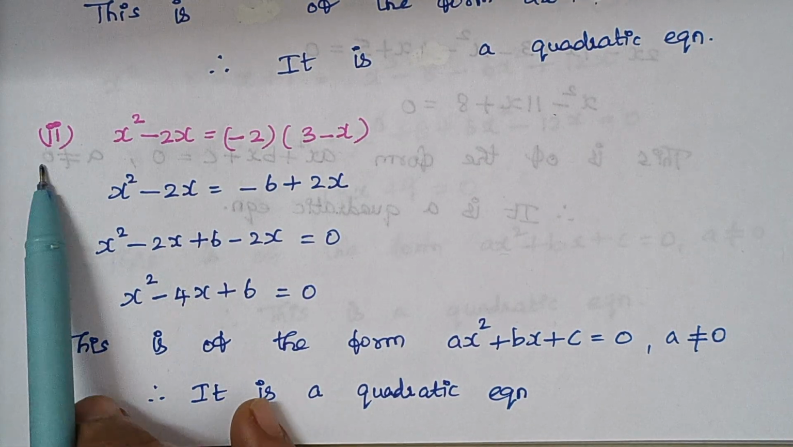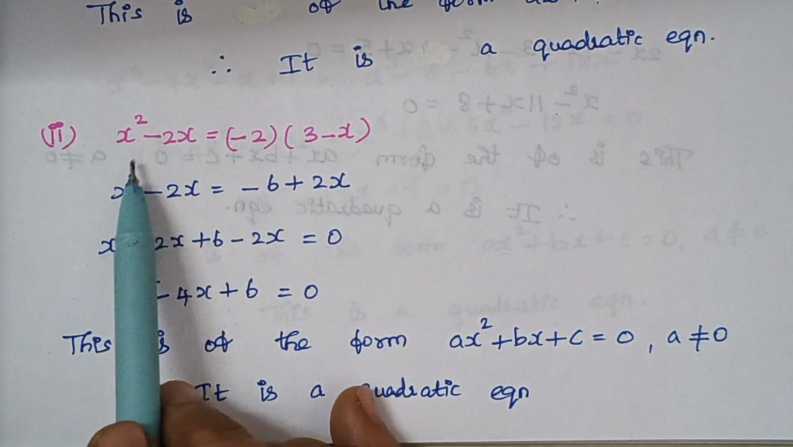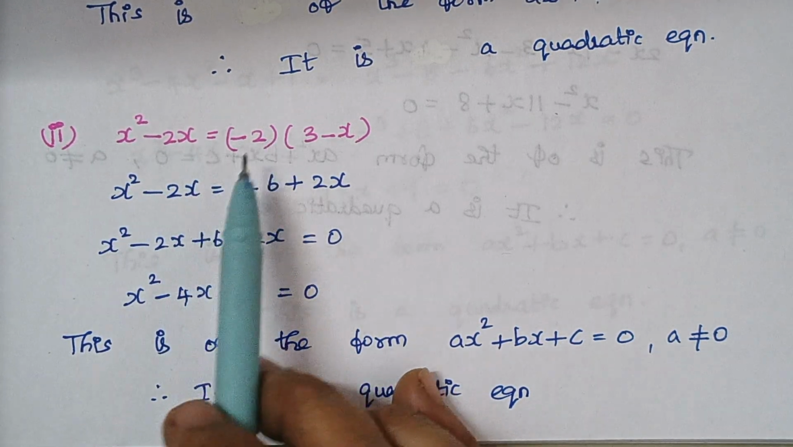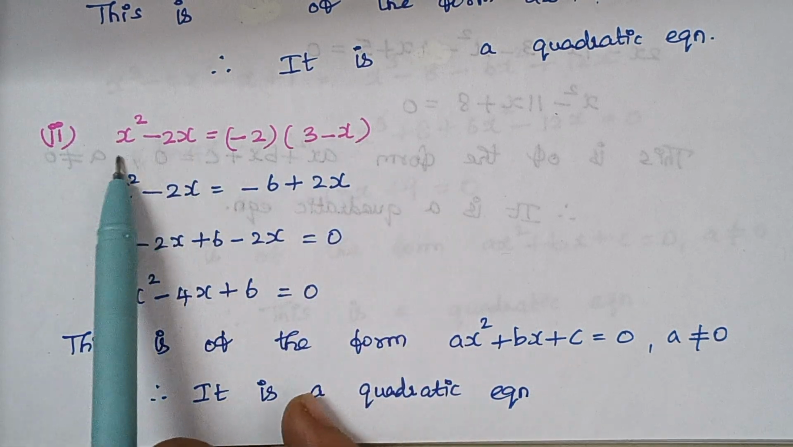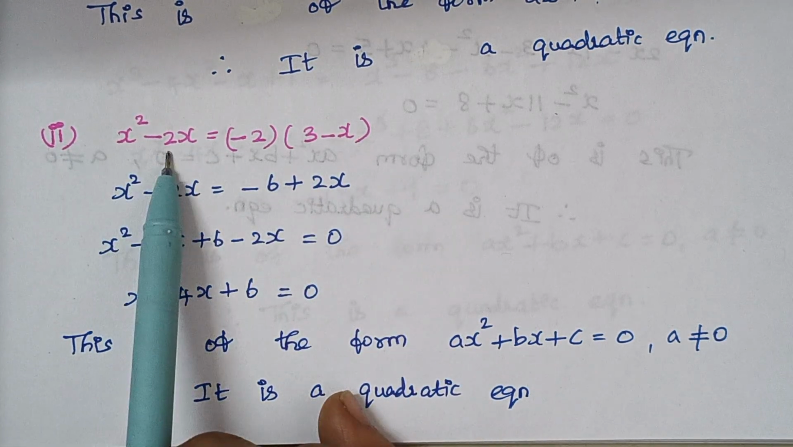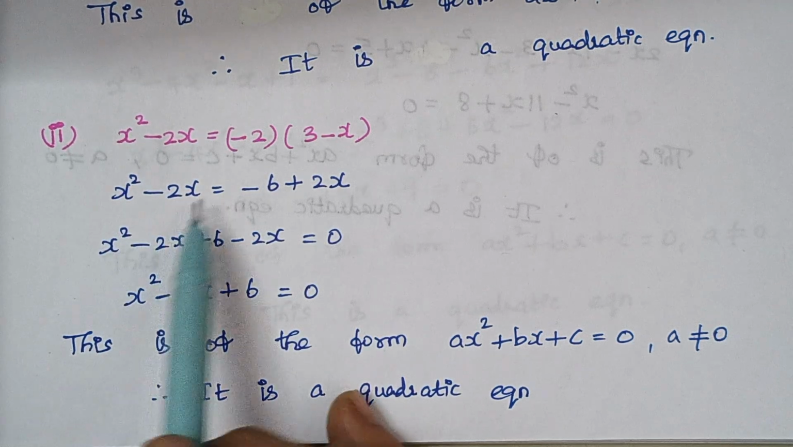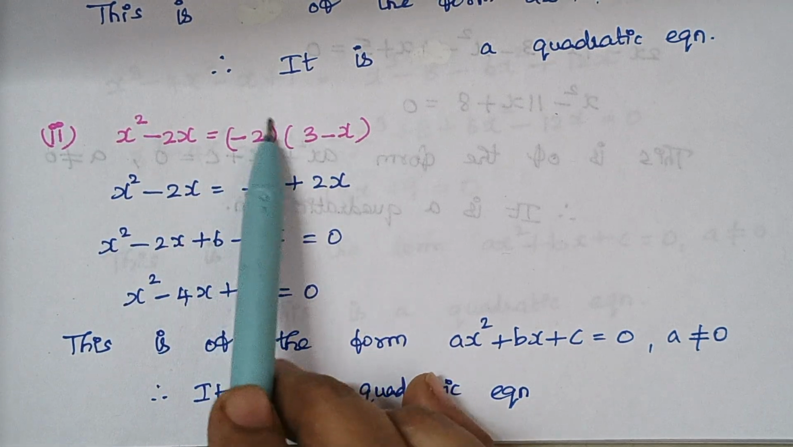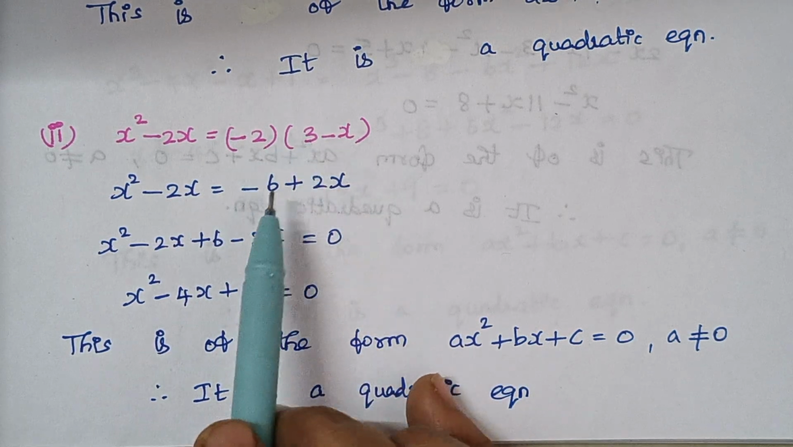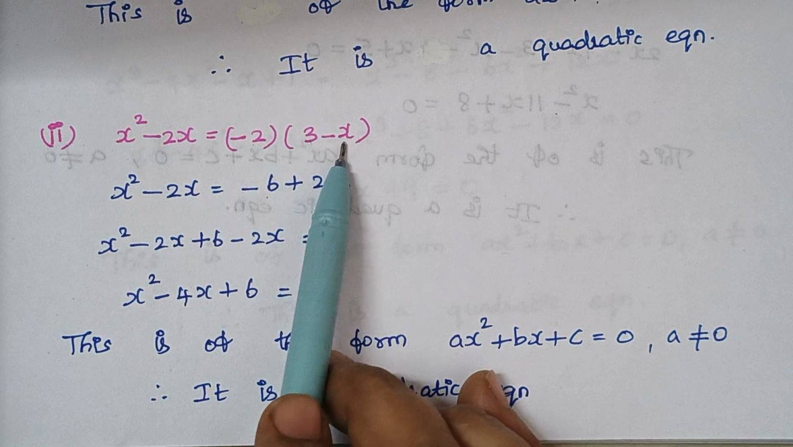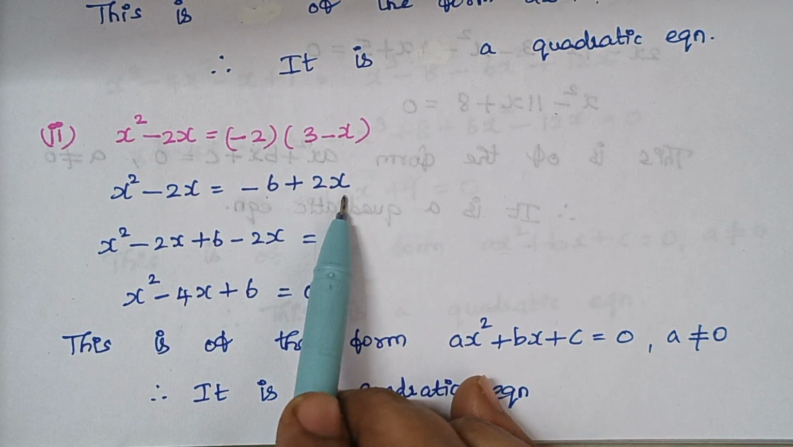Now we start solving the second one. So x square minus 2x is equal to minus 2 into (3 minus x). So here the left hand side it is given clearly, we can't do anything. So write it as such. And in the right hand side you see you can multiply this minus 2 with the terms here. So minus 2 into 3, minus 6 and minus 2 into minus x, plus 2x.